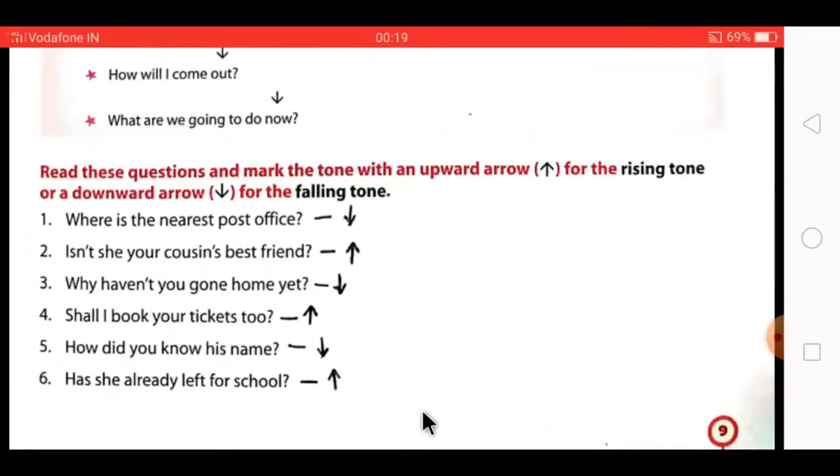So dear students, you have to do this textual exercise in your textbook with a pencil. You have to write down all the textual exercise in the textbook itself with a pencil. So I hope you would have understood the textual exercise, dear students.